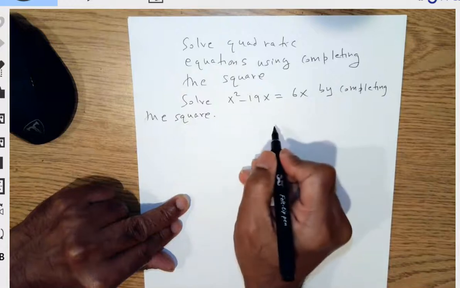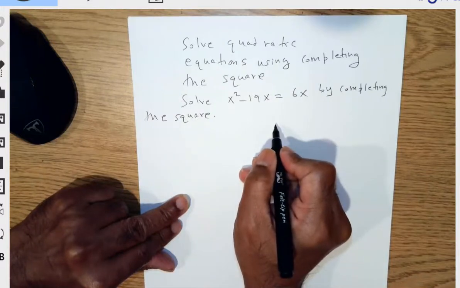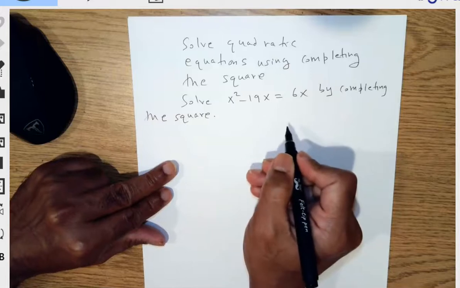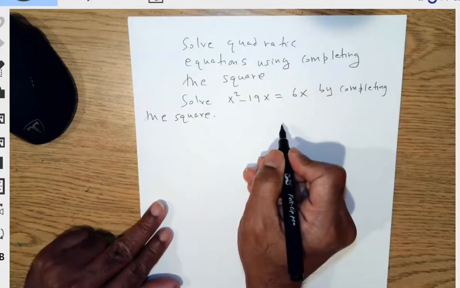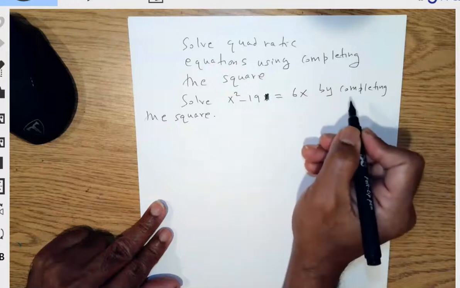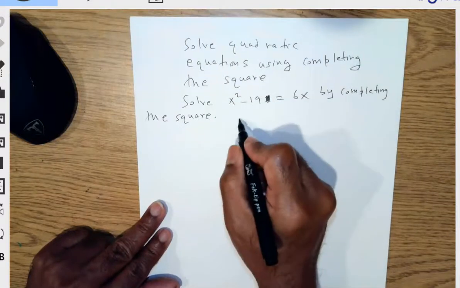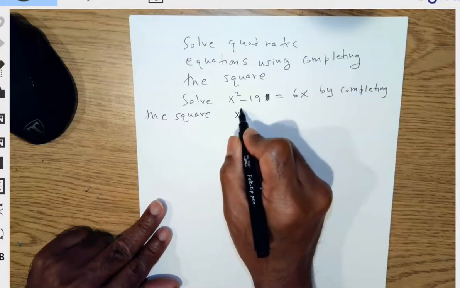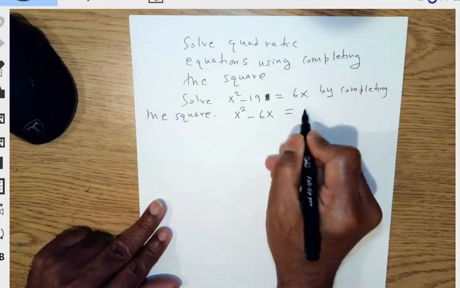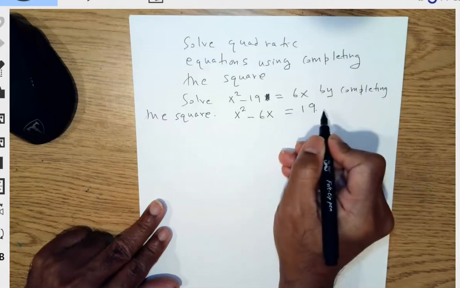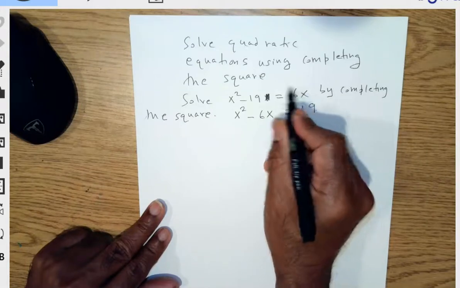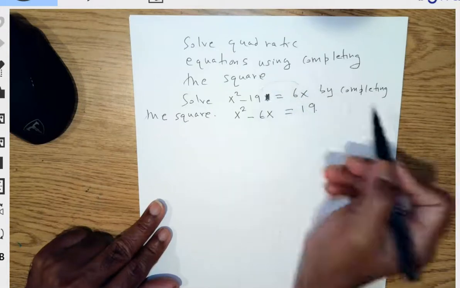Okay, so when I say complete the square, you must make sure that you complete the square and not factor or use any other methods. So the very first thing you need to do is to ensure that you bring all the x's onto the left side, and you bring the constant onto the right side. So now you can write it as x squared minus 6x. You brought the 6x over here, 19 goes to the other side.